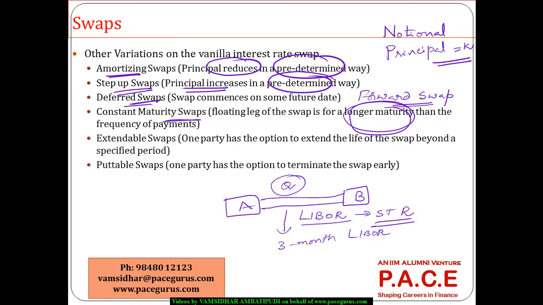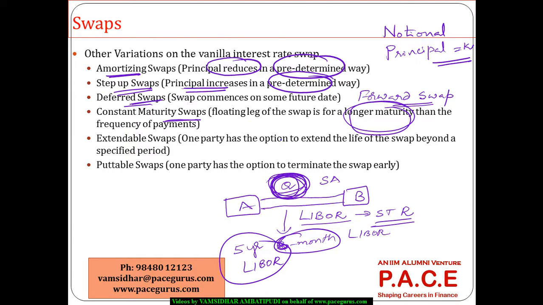So the LIBOR rate that is used and the frequency of payment, these two generally match. If the payments are semi-annual, I look at a 6-month LIBOR at each period. Whereas in a constant maturity swap, I can still talk about a quarterly payment, but I may use a 5-year LIBOR as the base for a floating rate payment. Now this is what differentiates a traditional interest rate swap from a constant maturity swap.